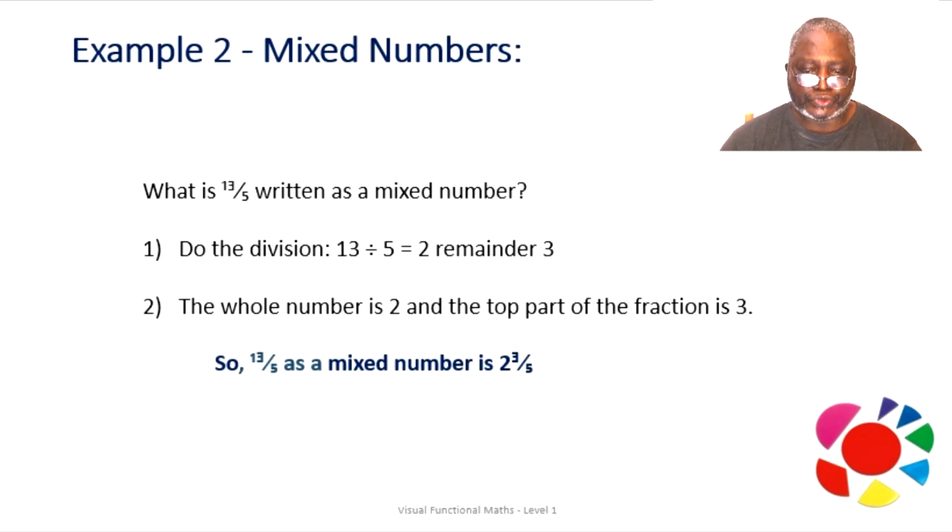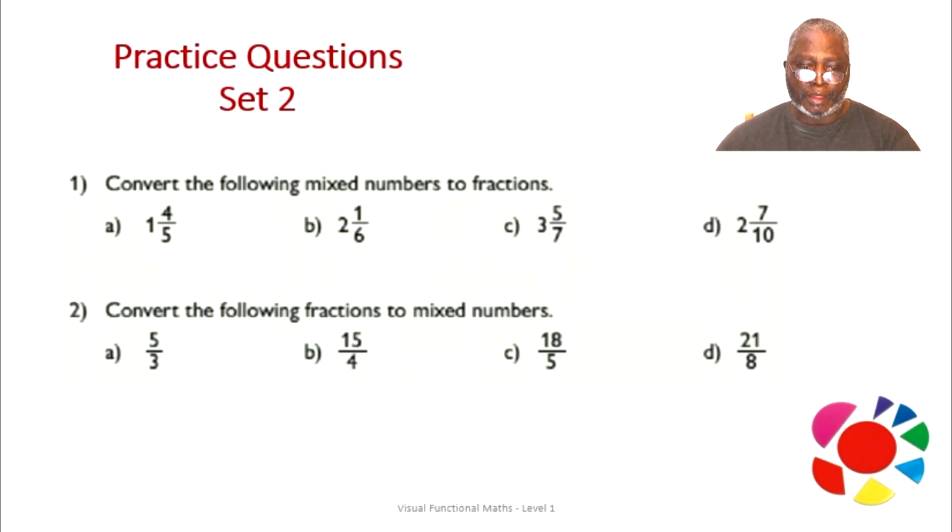Let's look at example 2 of mixed numbers. What is 13/5 written as a mixed number? Do the division. 13 divided by 5 is equal to 2, remainder 3. Next, the whole number is 2, and the top part of the fraction is 3. So, 13/5 as a mixed number is 2 3/5.